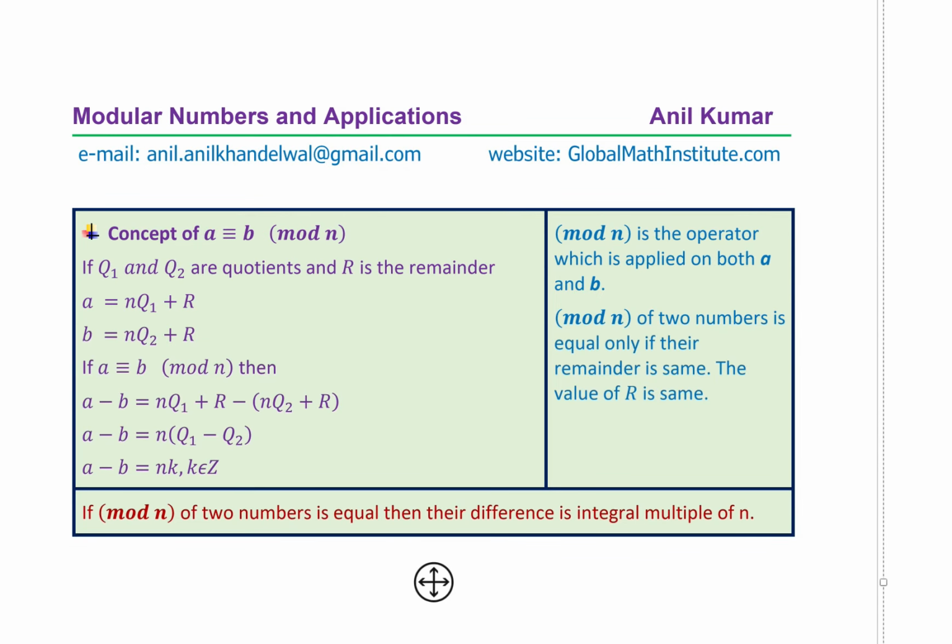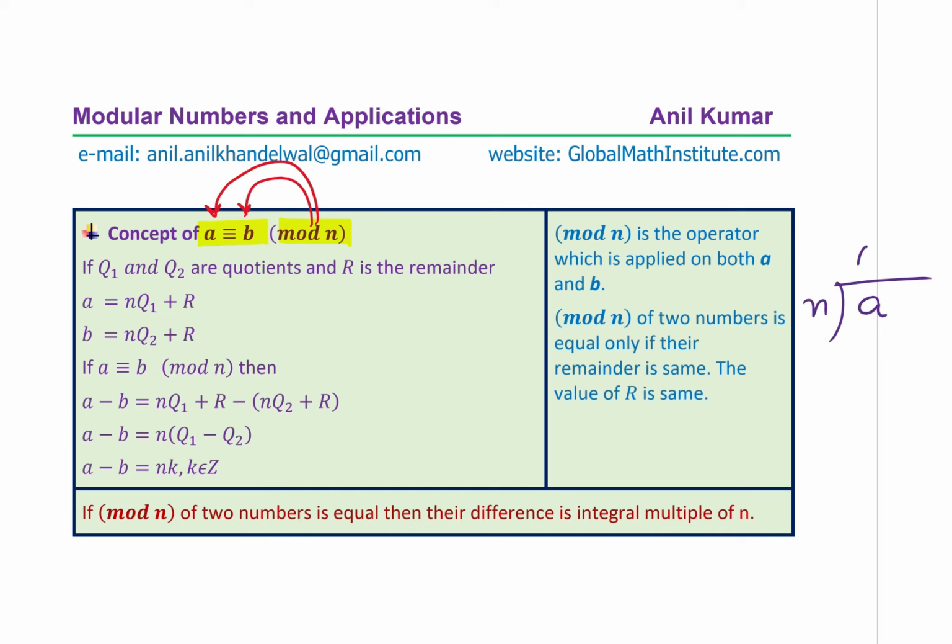Now, let's dig deep into this particular concept of A congruent B mod N. First thing to remember is that this operator mod actually works on both A and B. It is not only on B, okay? This is very important to understand. And we also want to say here that if I am dividing A by N, right? So basically, we are dividing this number A by N to get the remainder. So, what is the remainder when A gets divided by N?